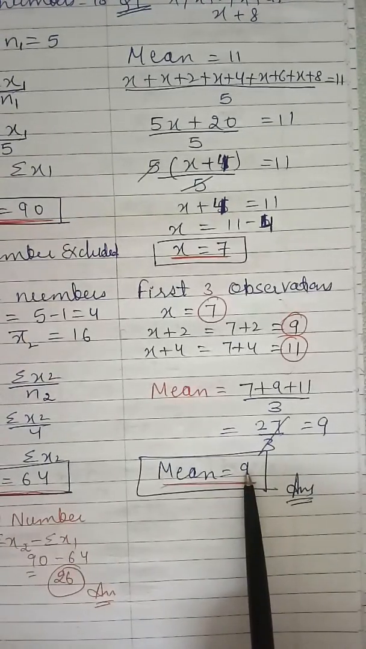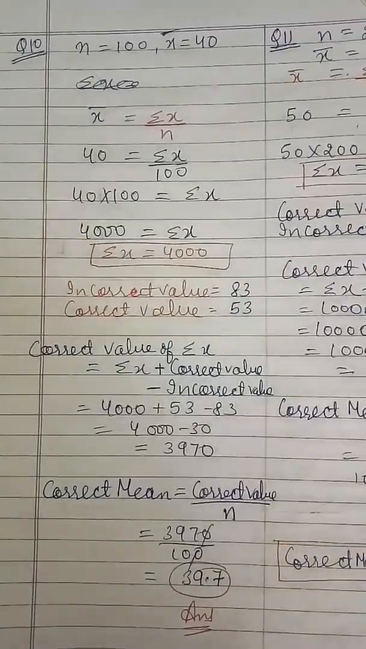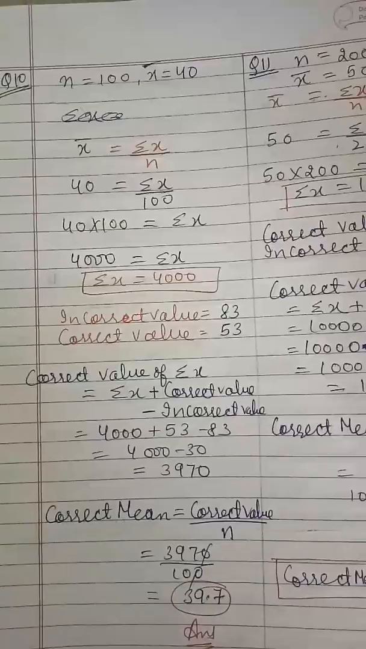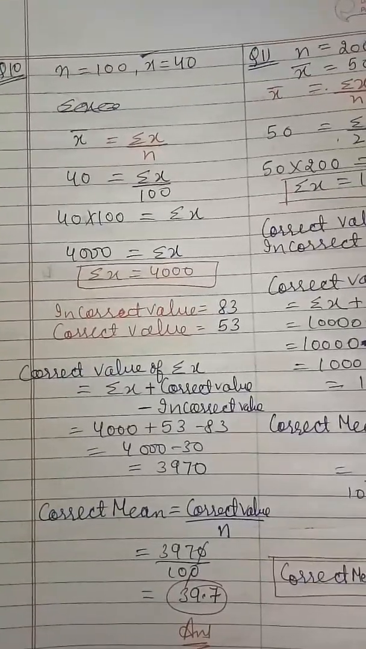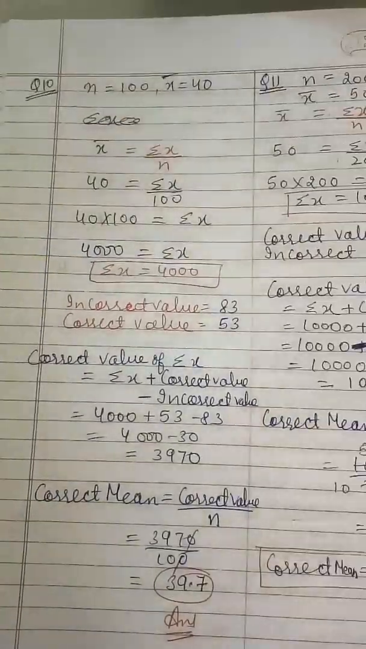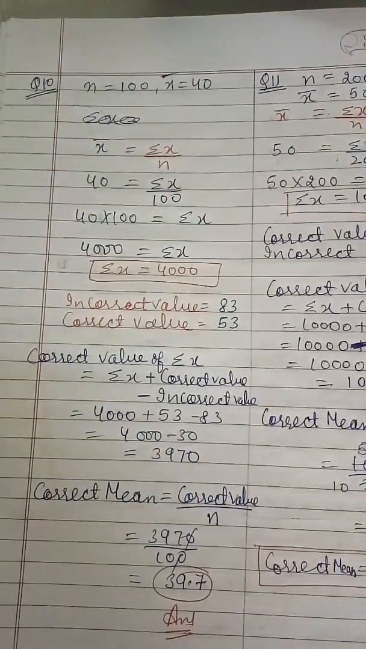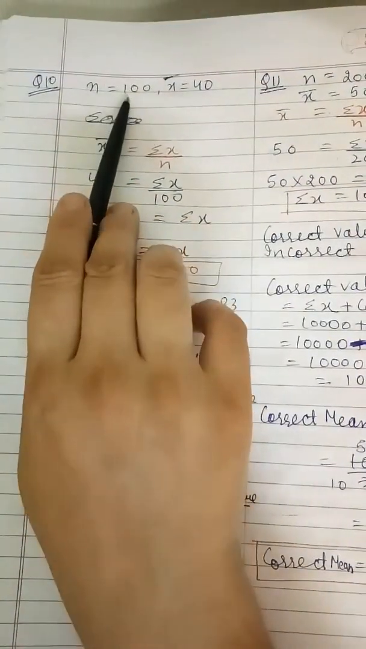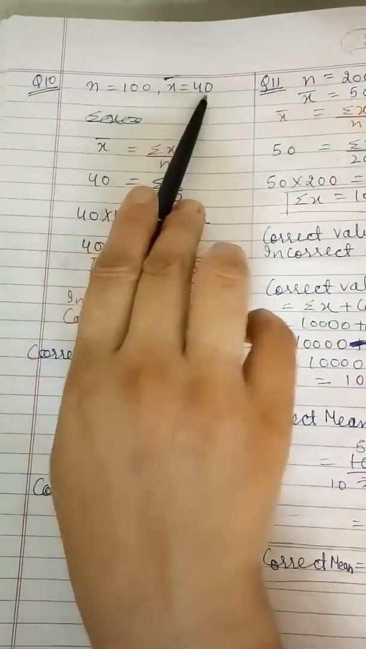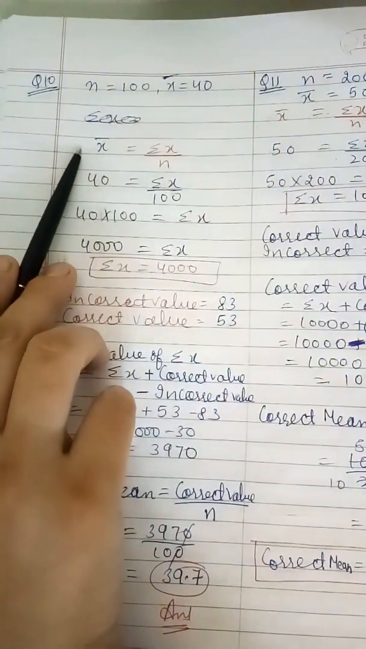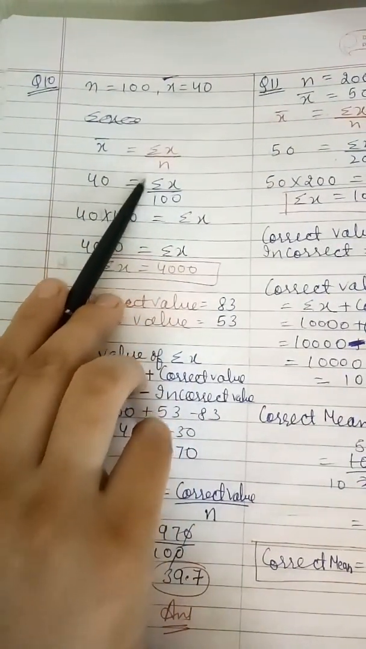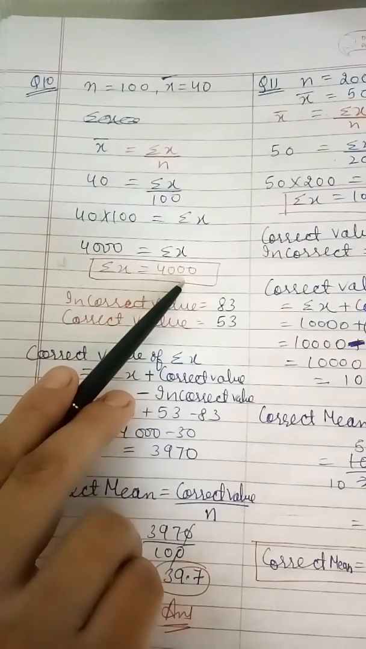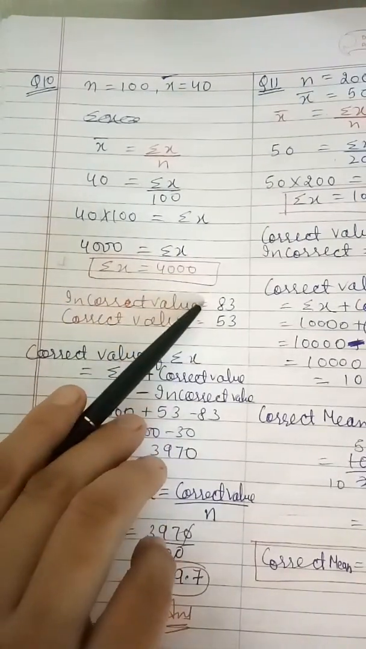This is a very important question. See question number 10 now. In the 10th question, the mean of the 100 observations is 40. It is found that an observation 53 is misread as 83. So here the number of observations is 100 and the mean is 40. So we can find x bar, it is summation x upon n. We can find the value of summation x from it. It is 4000.